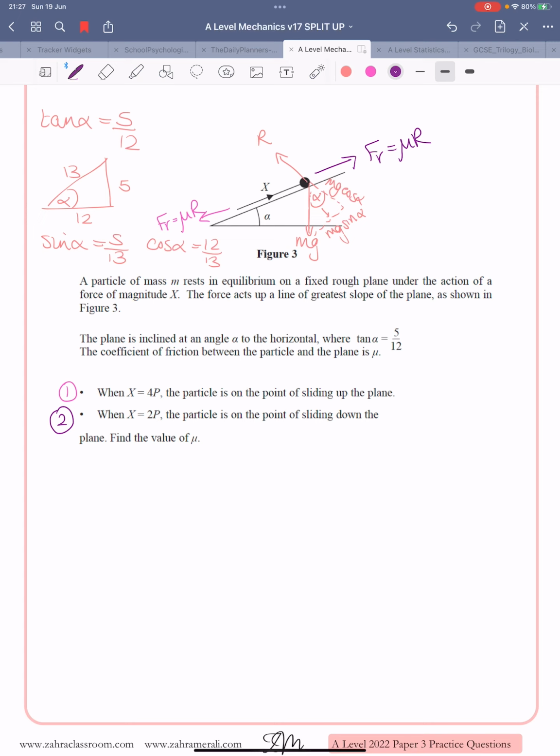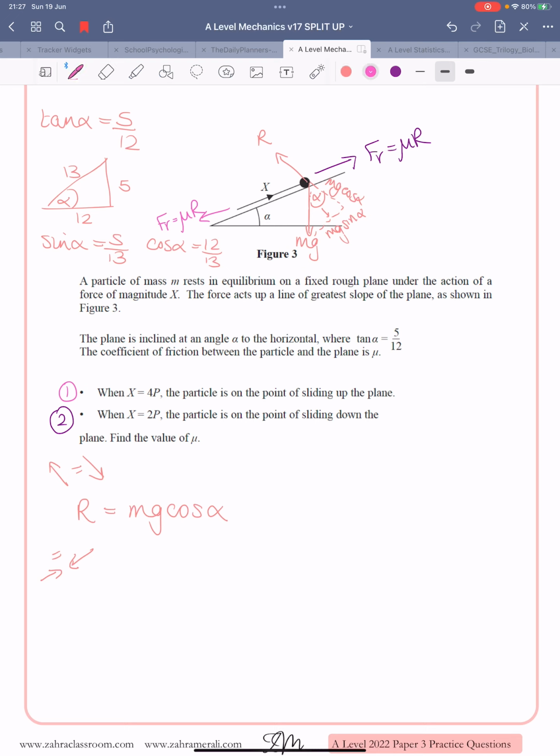Step 1, we're going to first resolve in order to find our R. So we know this way equals this way, so R will equal mg cos alpha. For the moment, I'm just going to leave everything in cos and sine. I know we know what they are, but we're just going to leave it like this for the moment. Then we know that F equals ma, and a is 0, so up the slope equals down the slope, and we're going to think of the two different scenarios.